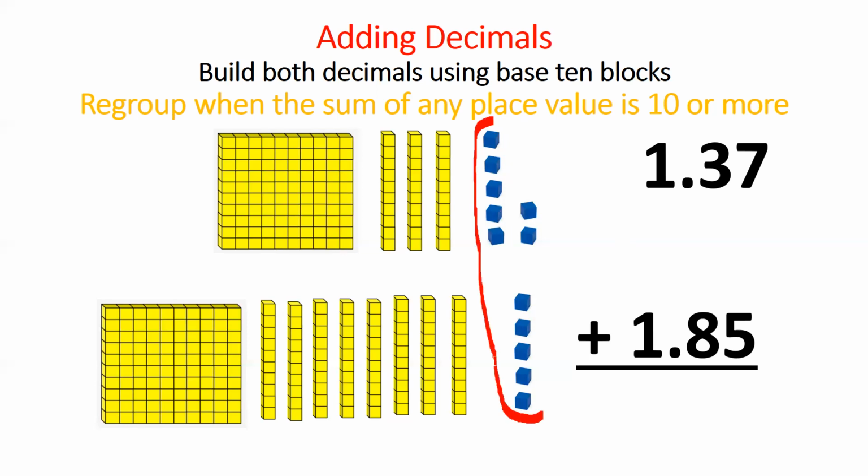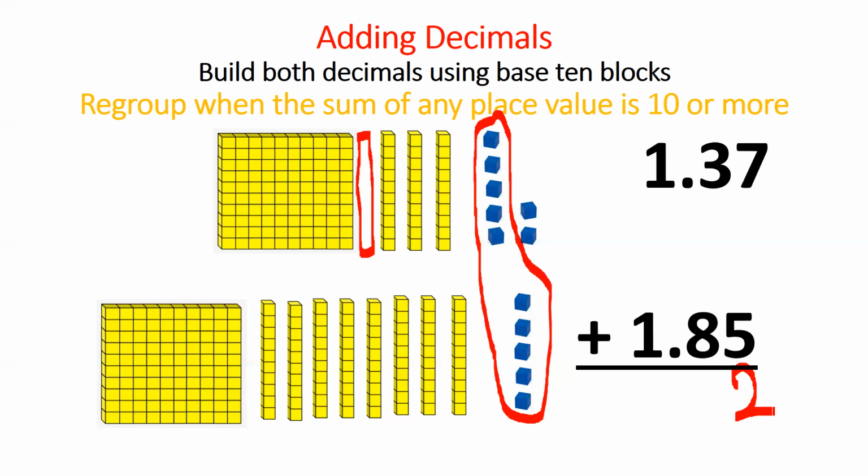So for these hundredths cubes, I will change them into this one rod, and so I regroup it. So it will become an extra tenth here, and then my hundredths place only has two left over. So write down 2 for the hundredths place.